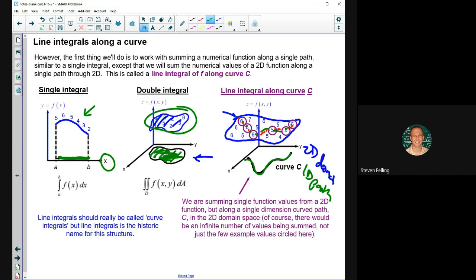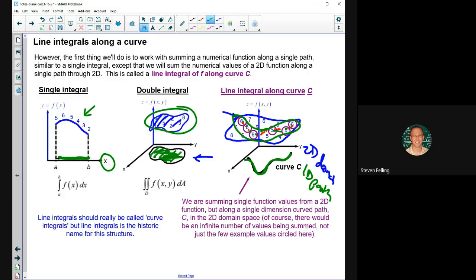So that is called a line integral. We really should call it a curve integral or a path integral, right? But it has traditionally been called a line integral. But what it means is that we're going to sum up values of some sort of integrand, but we're going to sum it up over a path, and that path is potentially a curved path through the 2D domain, okay?